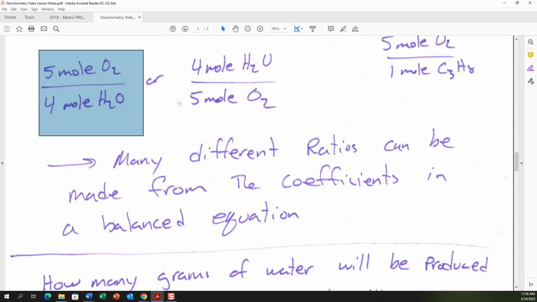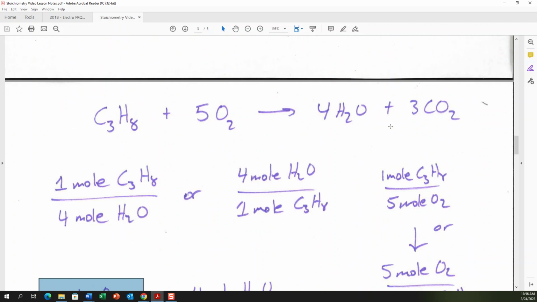So it doesn't mean you use all the mole ratios from the balanced equation, right? We could go 1 to 5, 5 to 1, 1 to 4, 4 to 1, 1 to 3, 3 to 1. Then we could go 5 to 4, 4 to 5, 5 to 3, 3 to 5. Then we could go here and say 4 to 3 or 3 to 4. It really just depends on what the question's asking, what you already have, what you're trying to cancel out, what you're trying to go to.